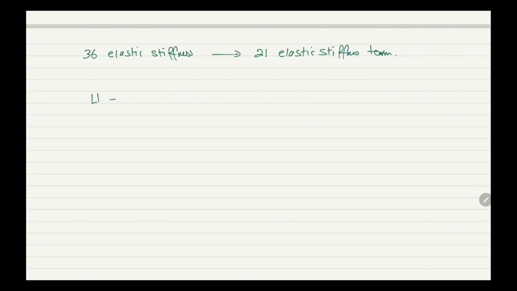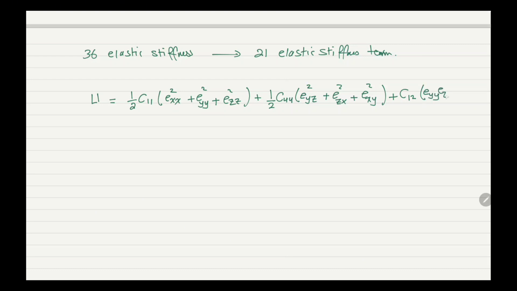U here equals half C11 times EXX square plus EYY square plus EZZ square, plus half C44 times EYZ square plus EZX square plus EXY square, plus C12 times EYY EZZ plus EZZ EXX plus EXX EYY.